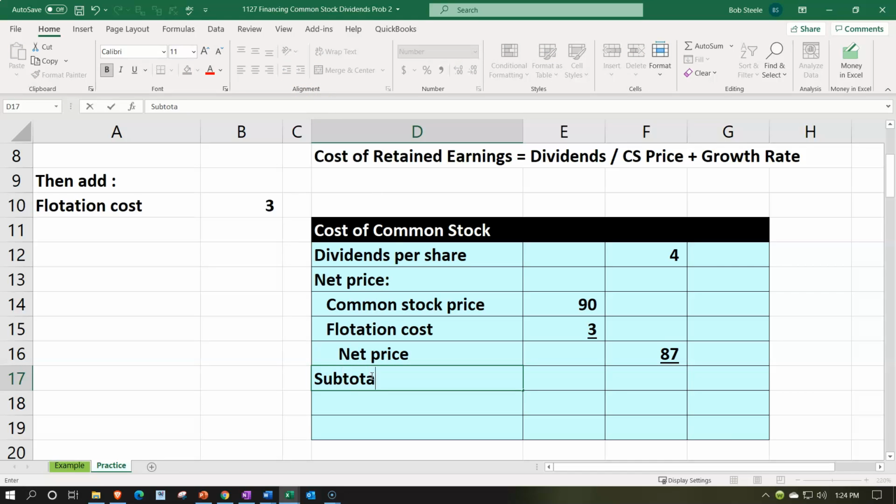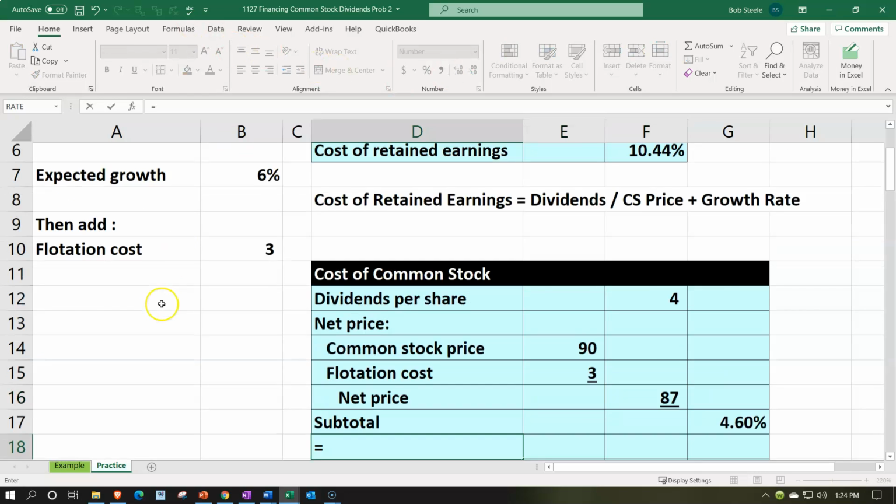Then subtotal. This is going to be equal to the 4 divided by the 87. Let's go ahead and percentify, number group, percent, a couple decimals. We're looking at about 4.6%. Then we've got to add the growth to that. Growth needs to be added. So now we're just going to add the growth again.